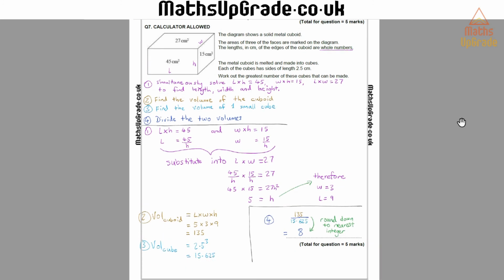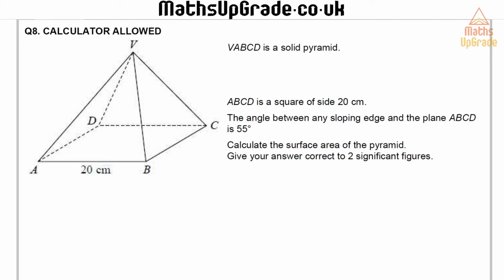Question 8. I'm given a solid pyramid here. I'm told that the base of the pyramid is a square of side 20. The angle between any sloping edge and that plane ABCD is 55 degrees. And I need to find the surface area of this pyramid. Give my answer to two significant figures for 5 marks.